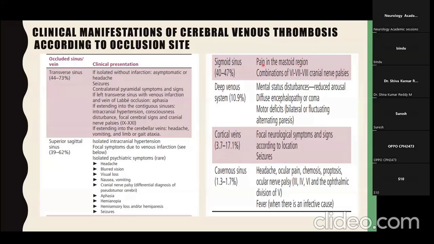In sigmoid sinus thrombosis, patient presents with pain in the mastoid region, and also different combinations of sixth, seventh, and eighth cranial nerve palsies. And in deep venous thrombosis, there can be mental status disturbances and reduced arousal, mainly due to involvement of the thalamus and other deeper structures, and patient can present with diffuse encephalopathy or coma, and can even present with motor deficits.